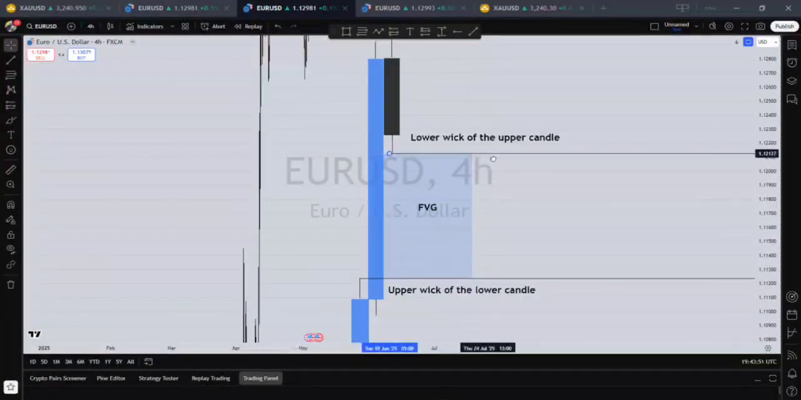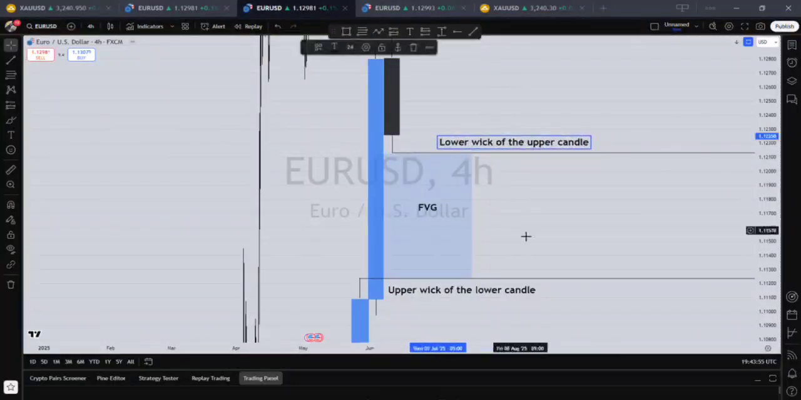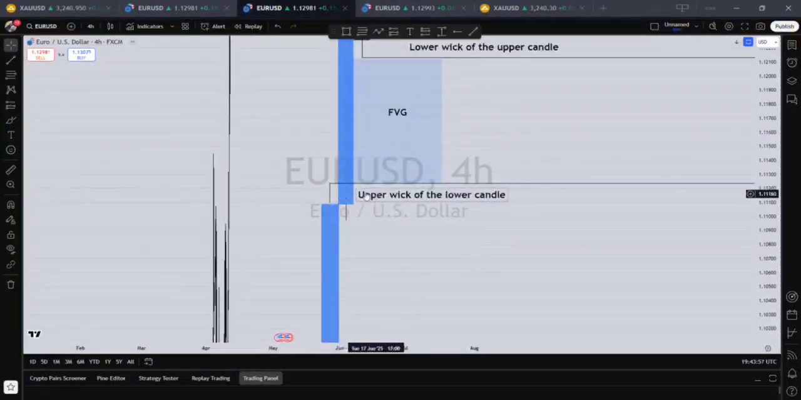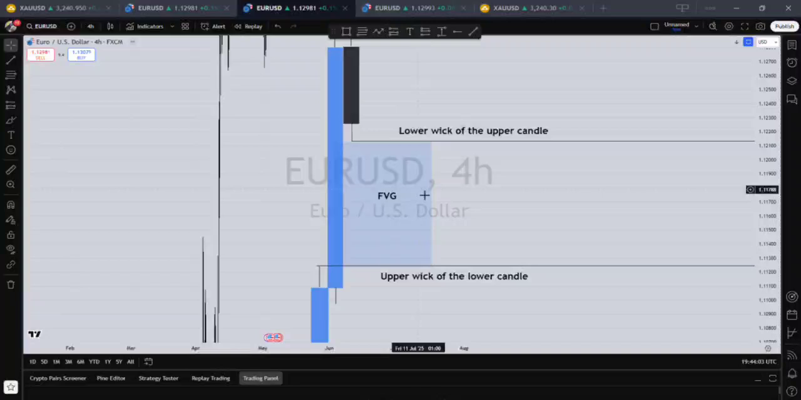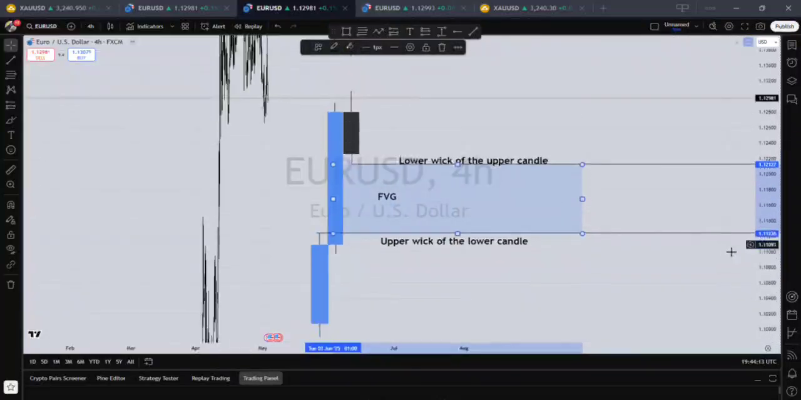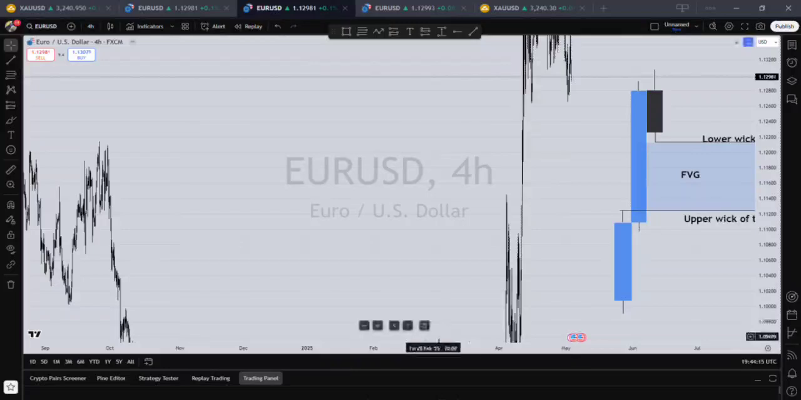So you look at the lower wick of the upper candle, and then the upper wick of the lower candle. If there is an opening in the middle, that opening is what we call the fair value gap, nothing else.